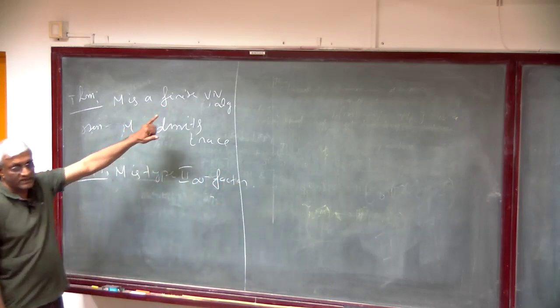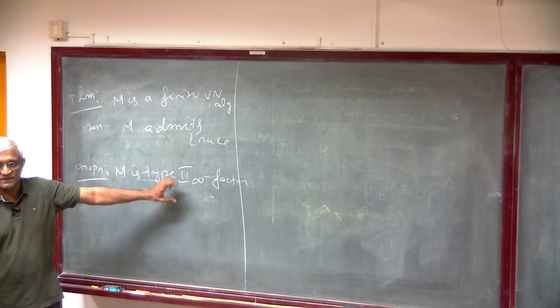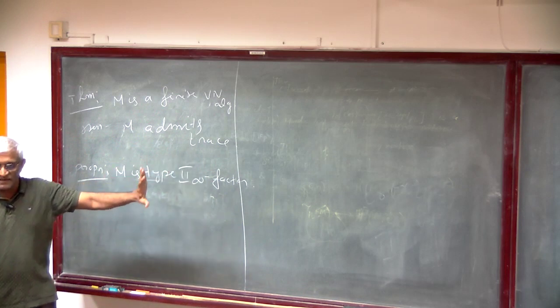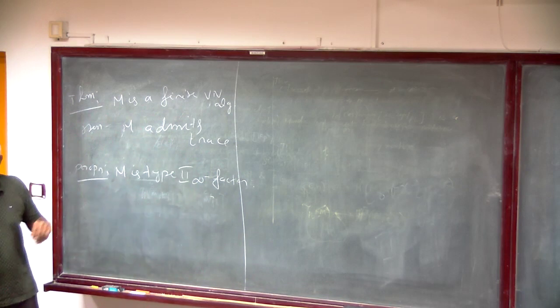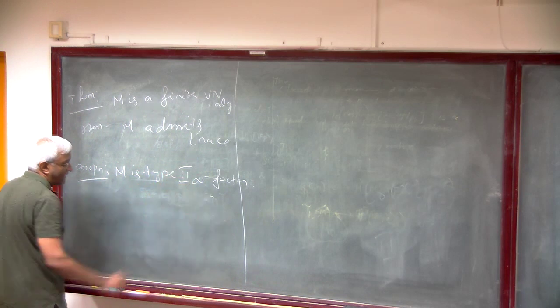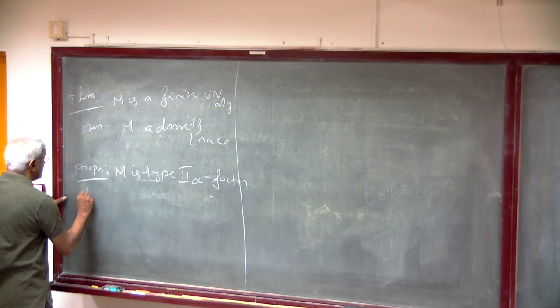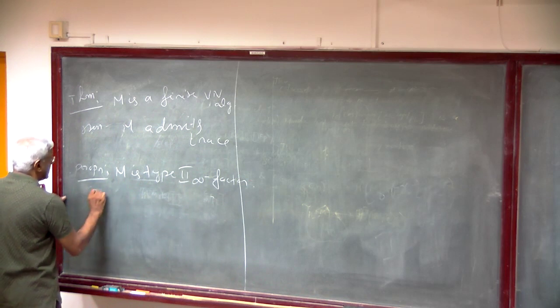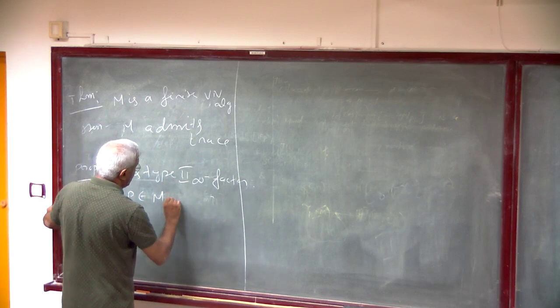Because finite means 1 is a finite projection. Type II infinity means it contains a finite projection. There are some finite projections, but the identity is not a finite projection. The identity is equivalent to some proper subprojection, so this is not a finite factor. This contains finite projections. Then there exists a P in M, a finite projection.